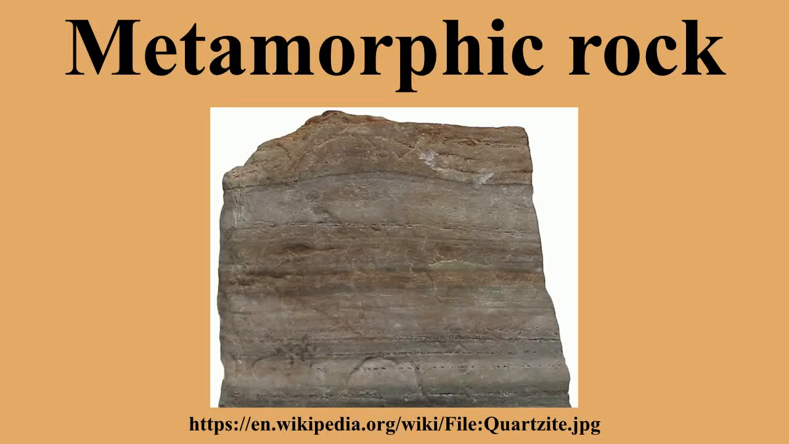Metamorphic rocks arise from the transformation of existing rock types in a process called metamorphism, which means change in form. The original rock is subjected to heat and pressure, causing profound physical and/or chemical change. The protolith may be a sedimentary rock, an igneous rock, or another older metamorphic rock.